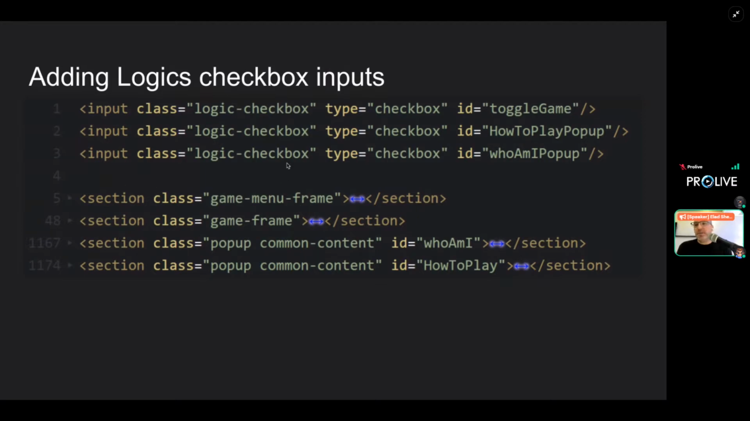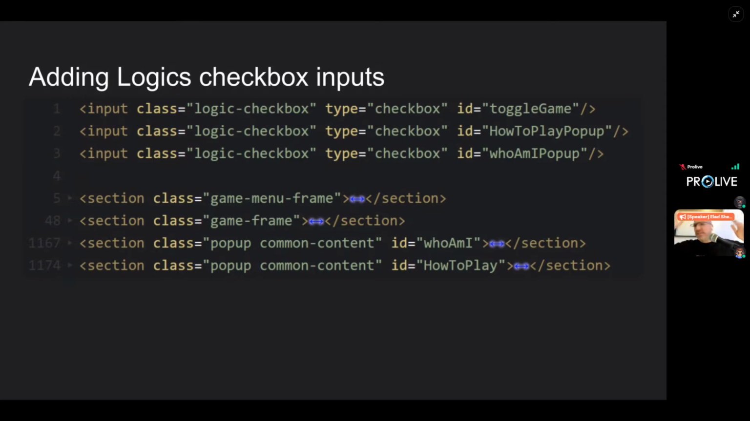The two other checkboxes are even simpler to understand. The first checkbox that has the ID name of how to play pop-up, if it's unchecked, don't show me the how to play pop-up, and if it's checked, please show me the how to play pop-up. The same way for the third checkbox with the ID of my pop-up. If it's unchecked, don't show me the who am I pop-up, and if it's checked, please show me the who am I pop-up.